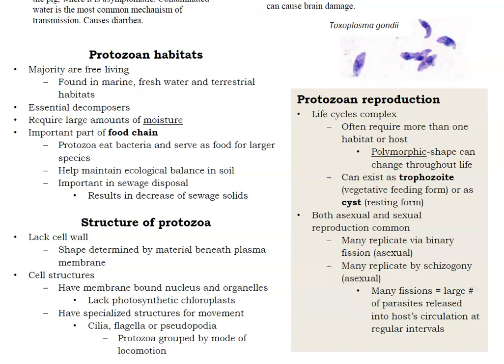Many replicate using binary fission, which is asexual, or by schizogony, which is also asexual. This is where many fissions equal a large number of parasites released into the host circulation at regular intervals.